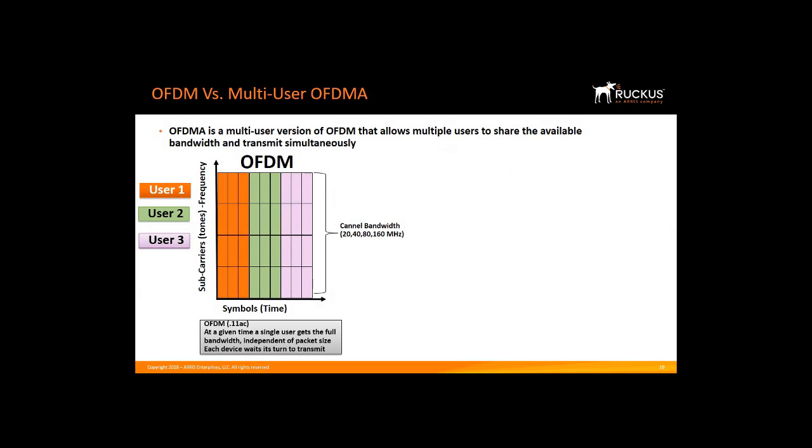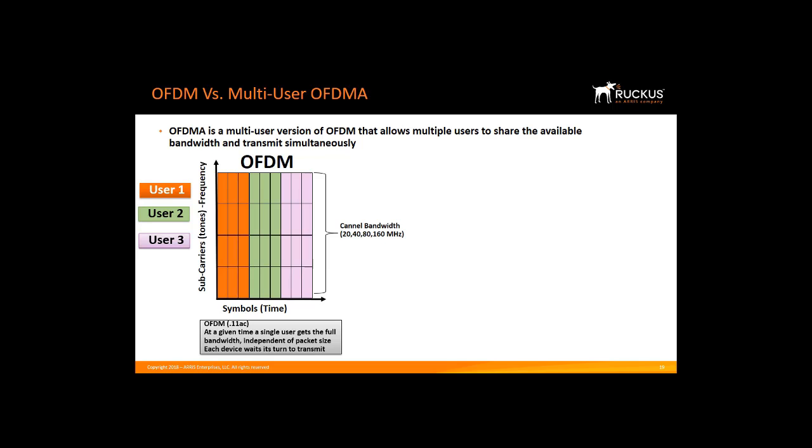OFDMA is a multi-user version of OFDM in that it allows multiple users to share the available bandwidth and transmit simultaneously. Under OFDM, a single user gets the entire bandwidth at any given time regardless of the packet size. For a text message, this is like putting a small box in a big truck. Each AP can speak with only one device at a time. As such, they are client-centric with a randomized contention-based approach that regulates Wi-Fi to a free-to-send, first-come, first-served paradigm, which is untenable for modern high-density and large-scale deployments today.